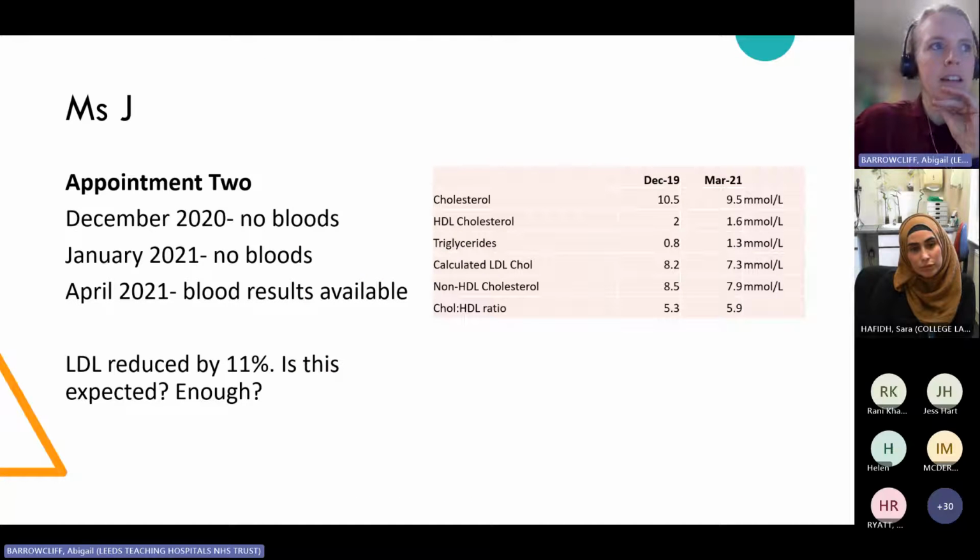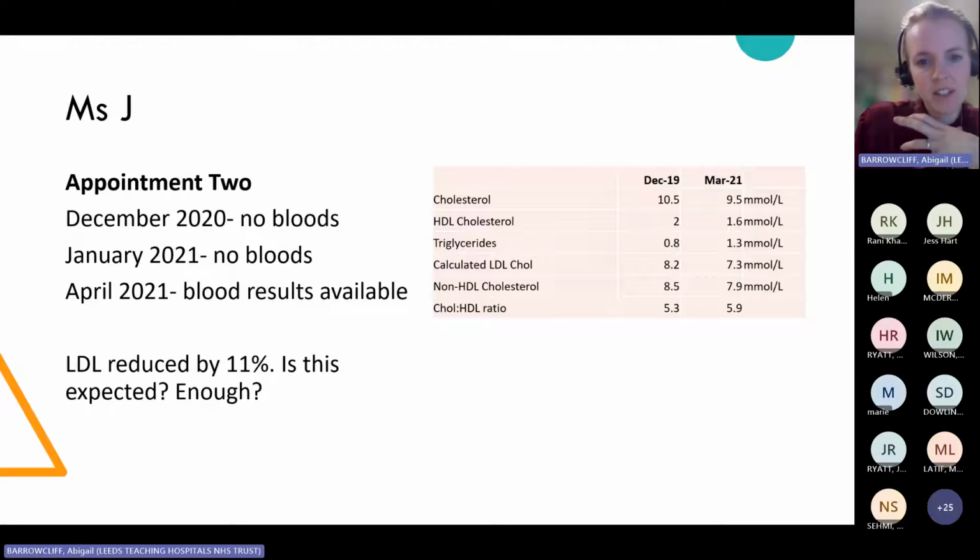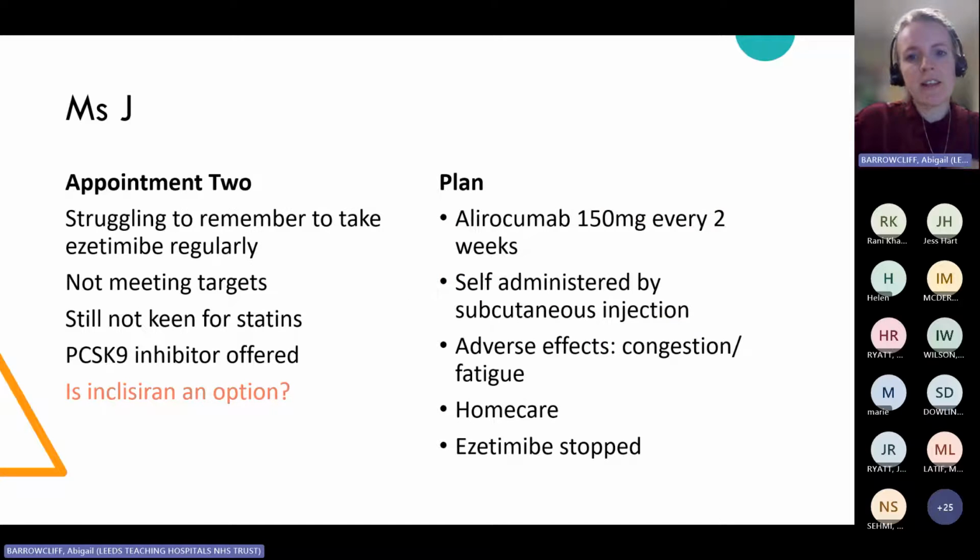So her next appointment was a bit later than intended, and her LDL had reduced by 11%. So is this what we would expect on ezetimibe monotherapy? Is it enough? So we would expect maybe about 15 to 20% approximately of reduction in LDL in a person on ezetimibe. So it is a bit lower than expected, and it does not meet that 50% reduction that we need or would like. So we decided to question that, go into a bit more detail, and Ms. J was struggling to remember to take the ezetimibe. And the decision was made at this point in time to stop ezetimibe.